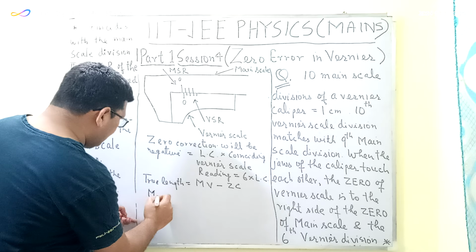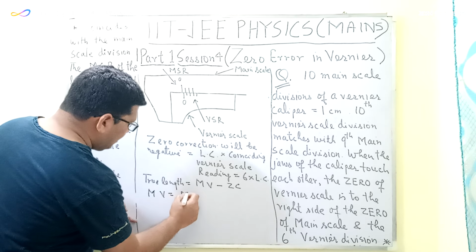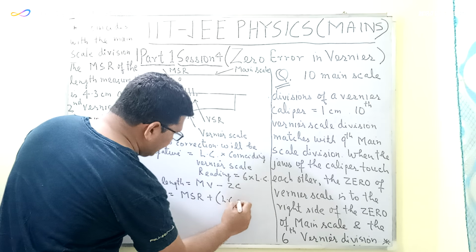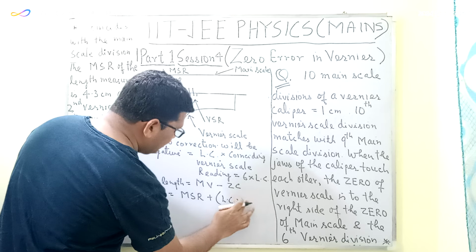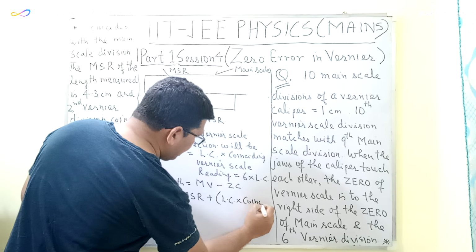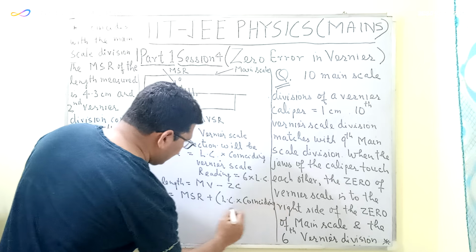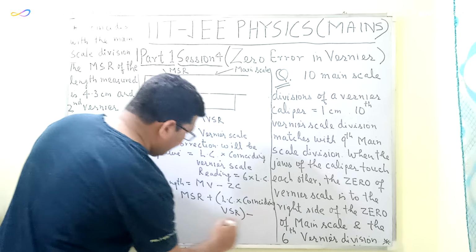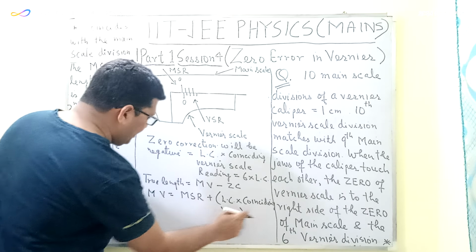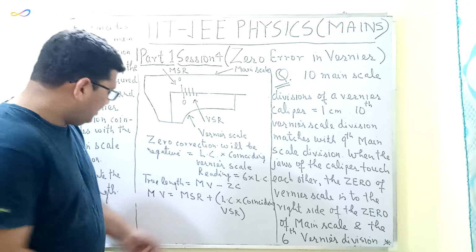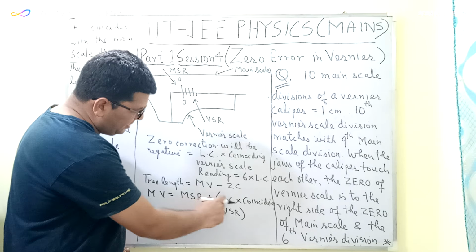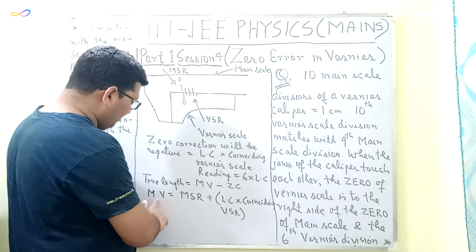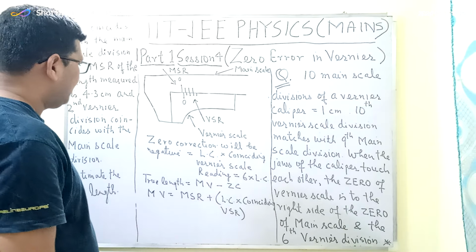Now the measured value is equal to the main scale reading plus least count into the coinciding vernier scale reading, and in this case this is the measured value, and the true value will be equal to what? This will be equal to main scale reading plus the least count into the coinciding vernier scale reading minus zero correction. So we have to find the measured value and we have to find the zero correction.